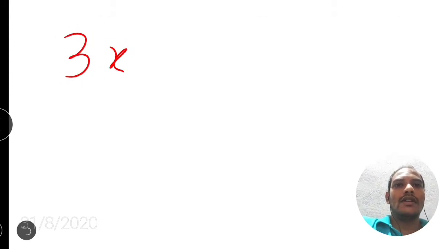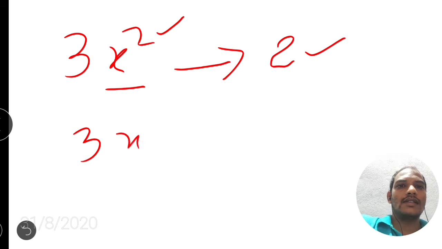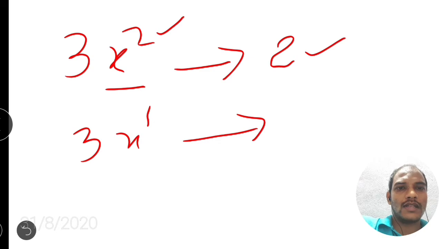3x square is one expression. What is its degree? Yes, its degree is 2, because we have only one variable and its power is 2. For example, 3x is one expression. What is its degree? Generally the power is called the degree. Here there is no power written, but we can write the power as 1. So its degree is 1.